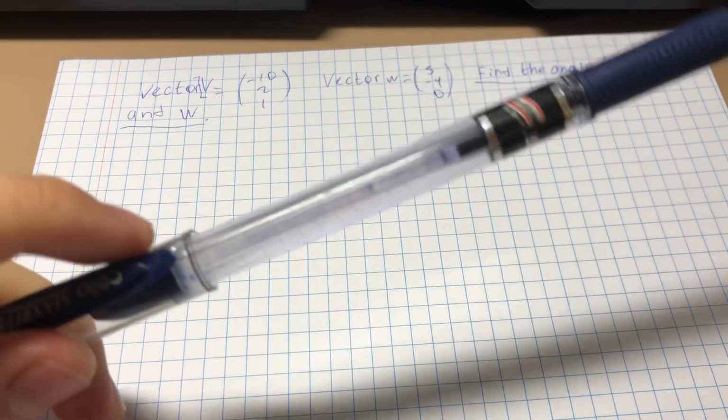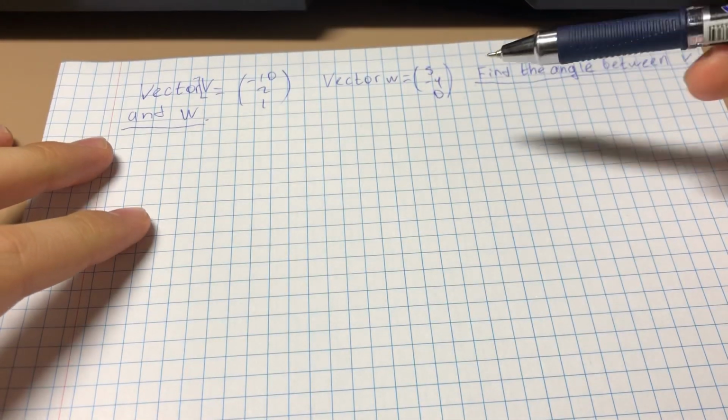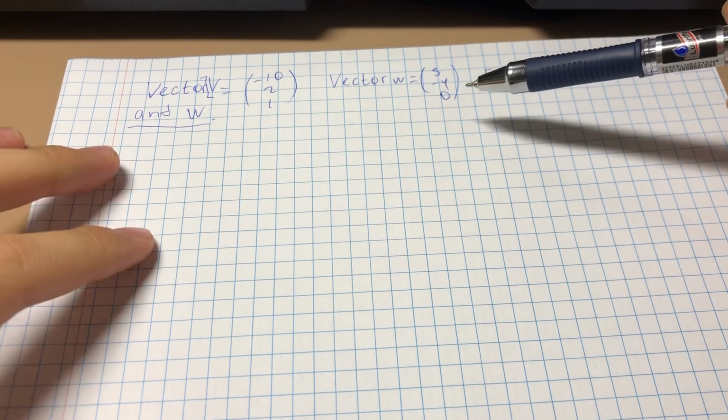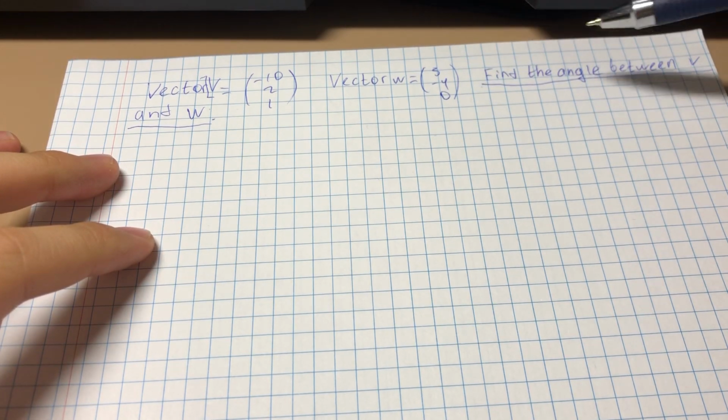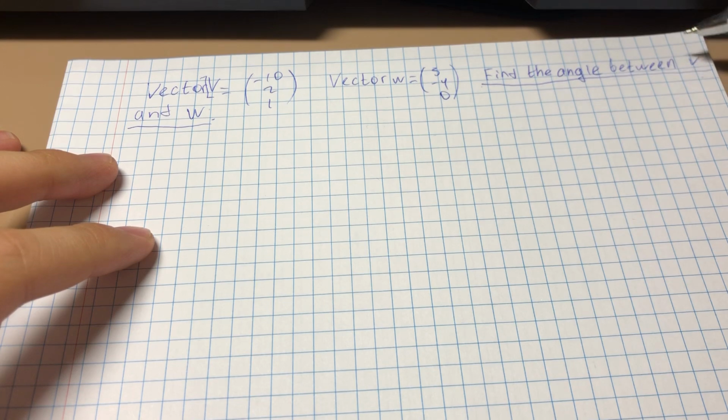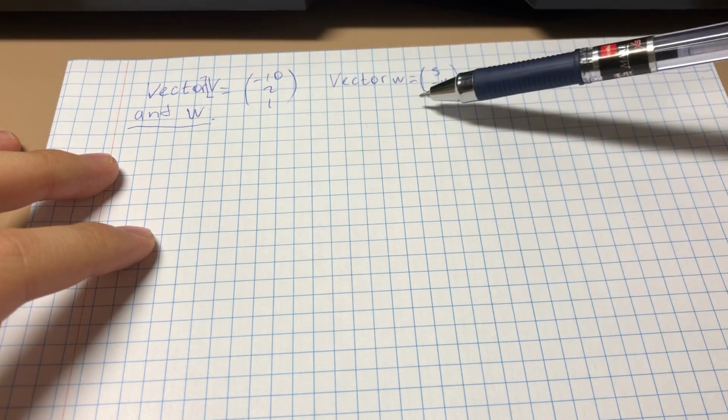Good morning, everyone. Today we'll talk about vectors. This is a simple question, so we should find the angle between vector v and w.